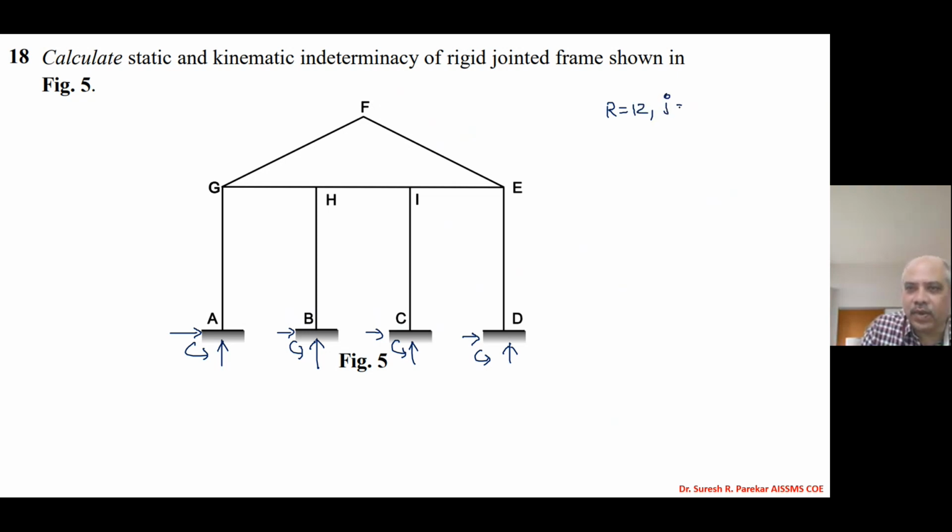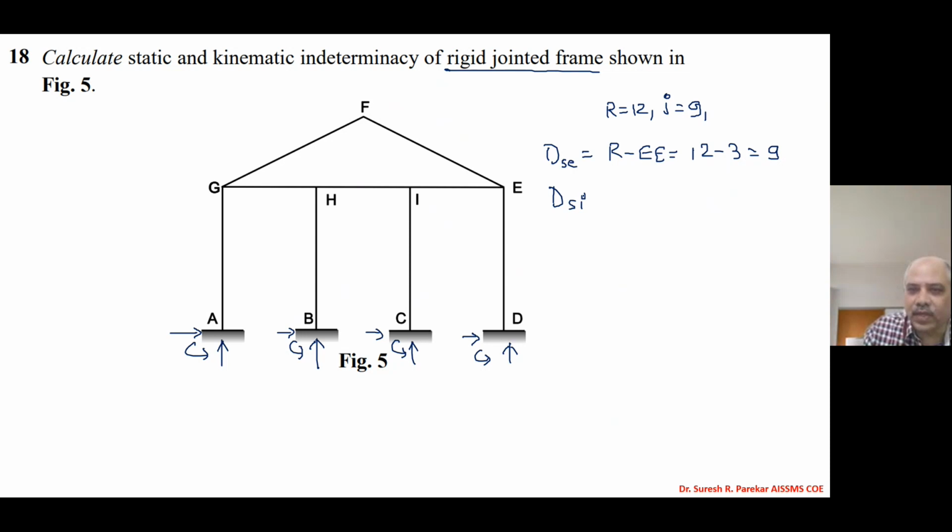Then we have J equal to 4, 5, 6, 7, 8, and 9. J is 9. And then we will go with DSE. Now this is a rigid jointed frame. So DSE equals R minus equilibrium equations. Here we always have 3 equilibrium equations. So R we have 12 minus 3, and that is equal to 9. Here we have horizontal reactions in frames, which we are not considering in beams.